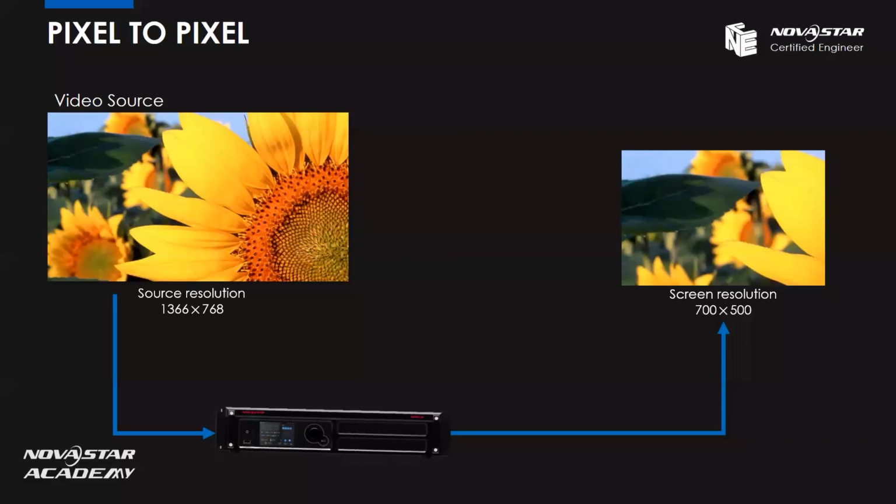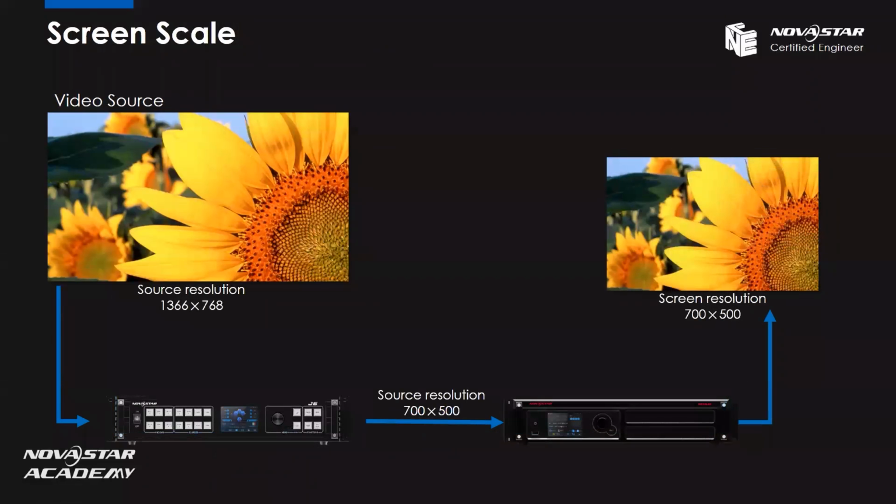Here, we need a video processor or software scaling, which can change your video source to the resolution 700 by 500. After we change the video source resolution with the video processor, the image can match your screen size. So we can get a complete display of the entire image. But please pay attention: depending on the resolution, the ratio of the image may change.